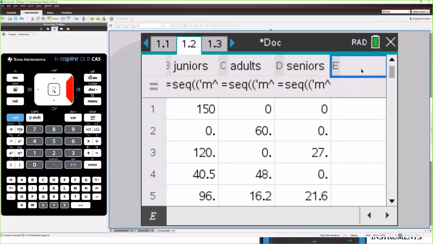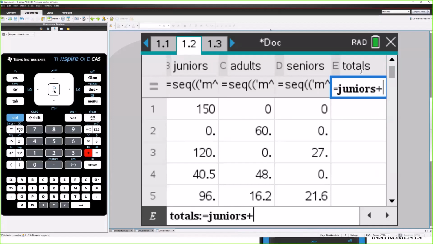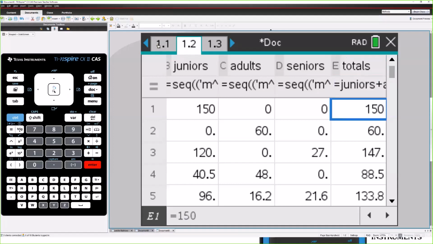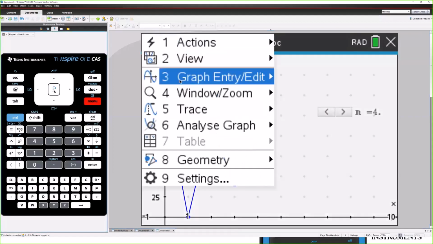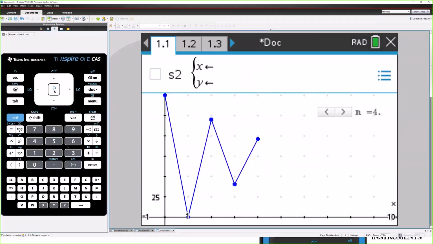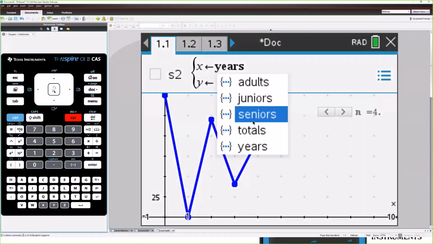And of course, the total, you could add those things up individually, but that would just be messy. So totals, all we need to do is say that equals juniors plus adults plus seniors. Oops, it'd be good if I could spell senior. There we go. And then we're ready to go with all of our graphs. We just literally add those extra scatter plots on. So we want years on the x-axis and we want adults.